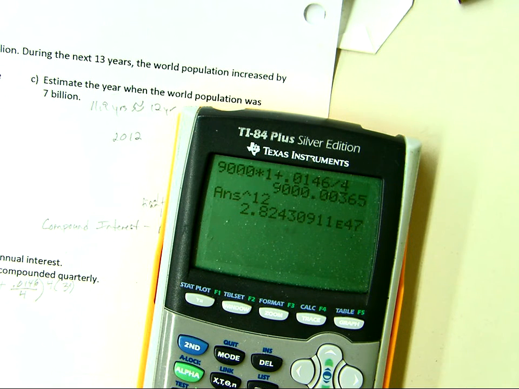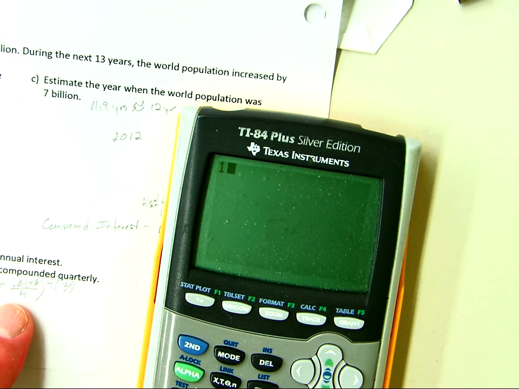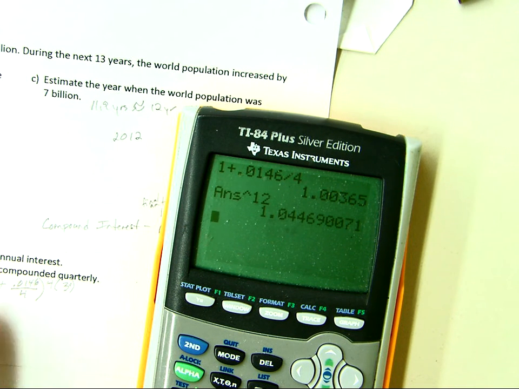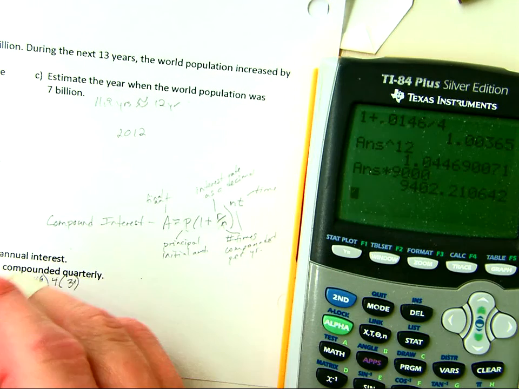Something I did wrong there. I don't know what. Oh, yeah, I didn't do that one right. I'm going to start with what's in here. 1 plus 0.0146 divided by 4. I'm going to take that to the 12th power and take that times 9,000. Get 9,402. That's more like it.